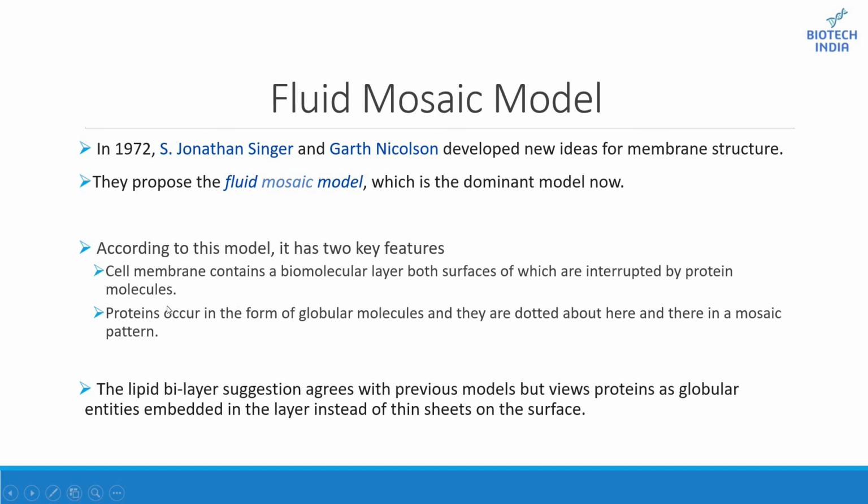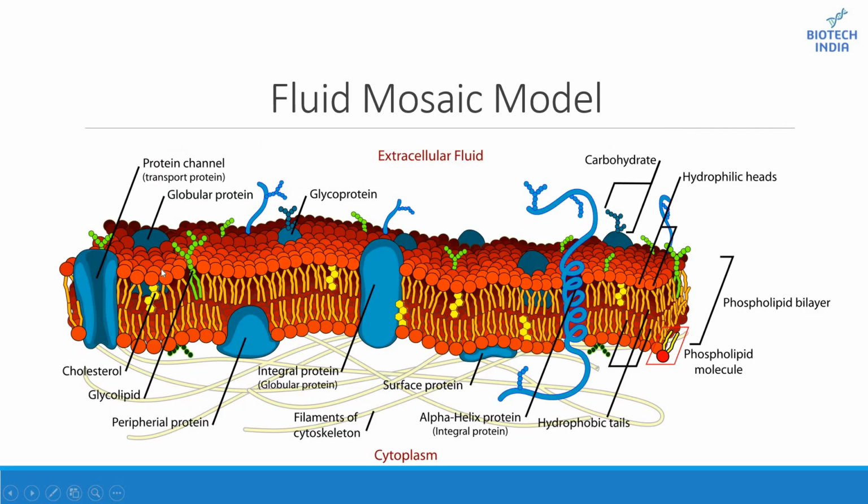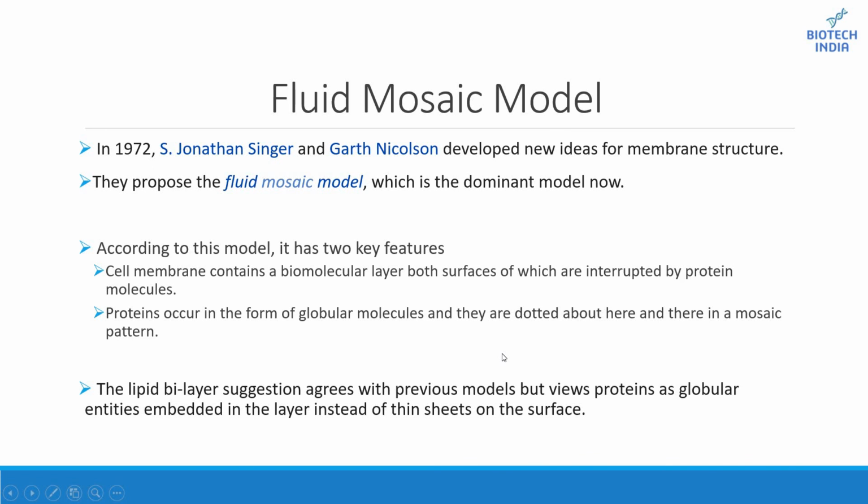According to this model, it has two key features: cell membranes contain a bimolecular layer both surfaces of which are interrupted by protein molecules, and proteins occur in the form of globular molecules and they are dotted about here and there in the mosaic pattern. As you can see here, this is a lipid bilayer and these are the proteins which are embedded here and there in the mosaic form. The lipid bilayer suggestion agrees with the previous models, but views protein as globular entities embedded in the layer instead of a thin sheet on the surface.